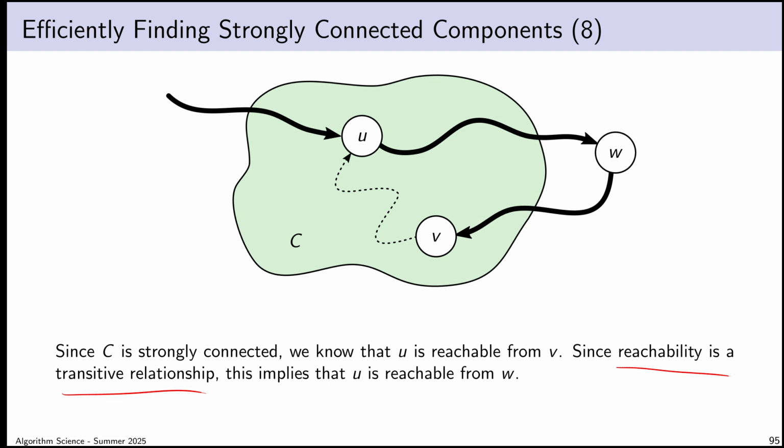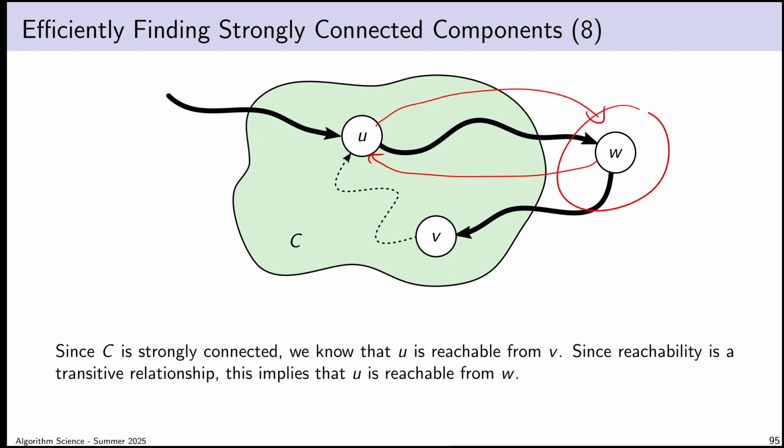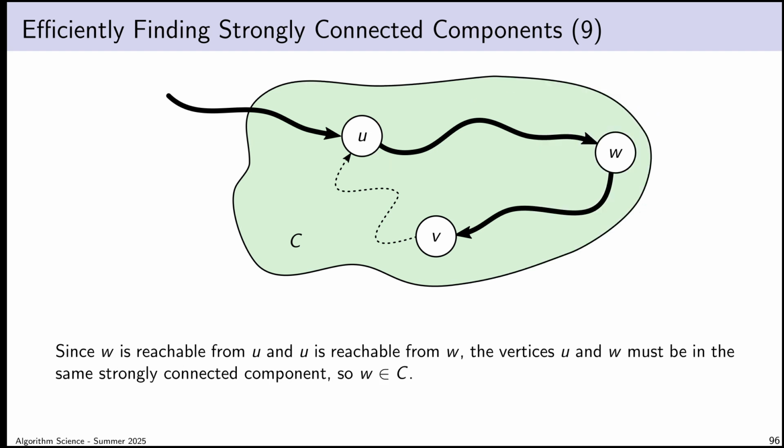Because reachability is transitive, that means that U is reachable from W, because I can go from W to V and then from V to U. Okay, but what does that tell us about the status of W? It looks like that means I can get from U to W and from W to U, which means W is in the same component as U and V. Okay, so W is in the component.